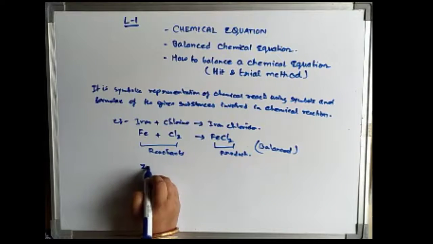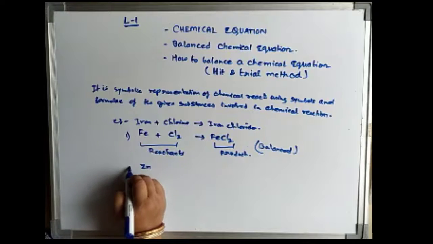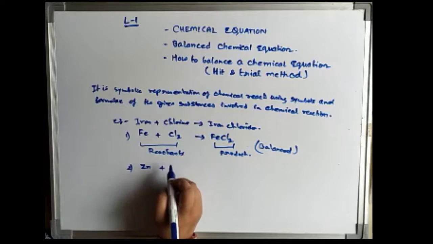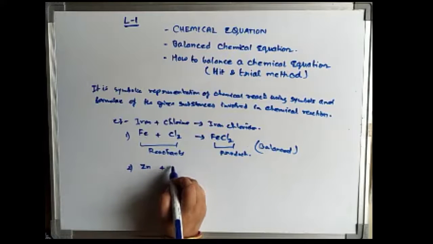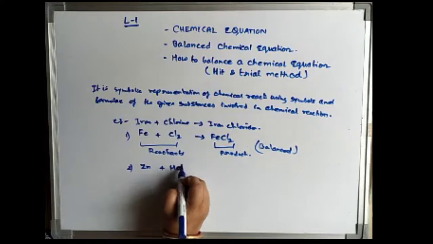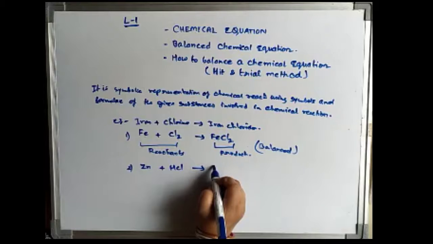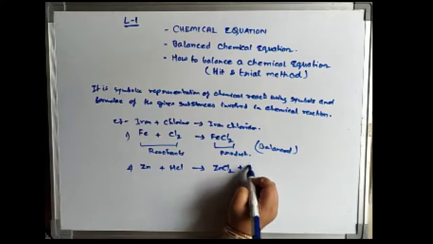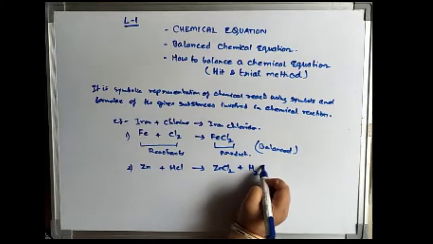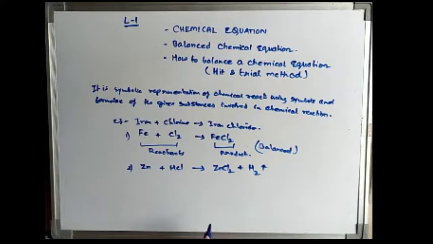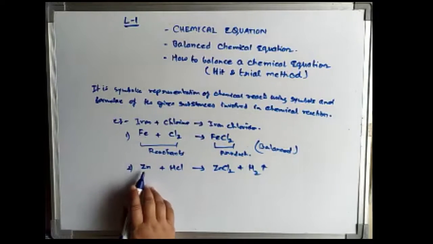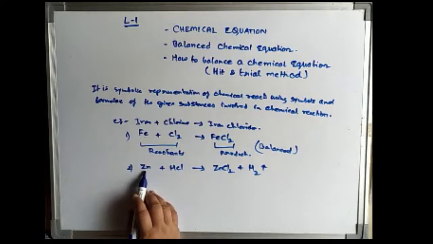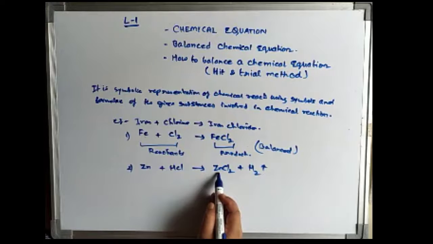So let us take one example. Another example I am taking. This is number 1. This is number 2. Zn, that is zinc plus hydrochloric acid gives zinc chloride plus hydrogen gas. Gas is symbolized with the up arrow. Now we will see here that on the reactant side zinc is 1 atom. Here also zinc is 1 atom.